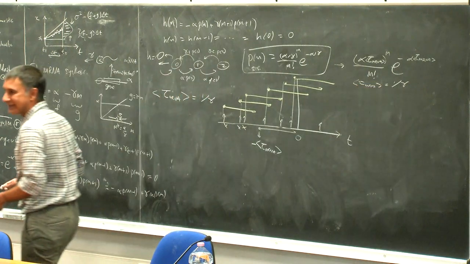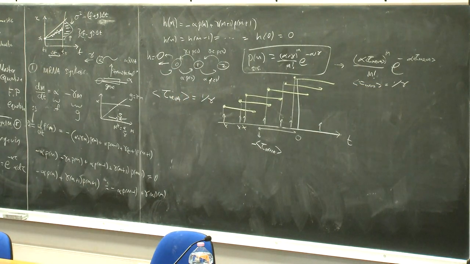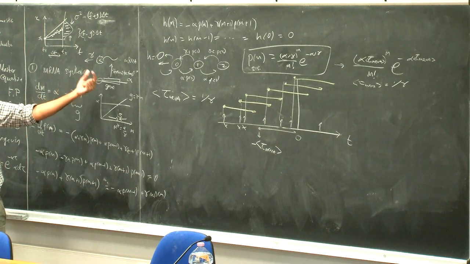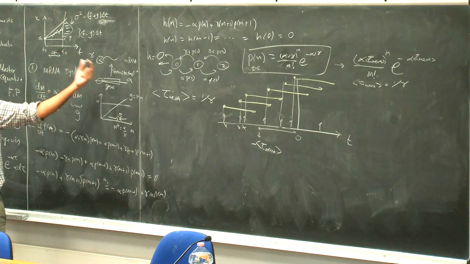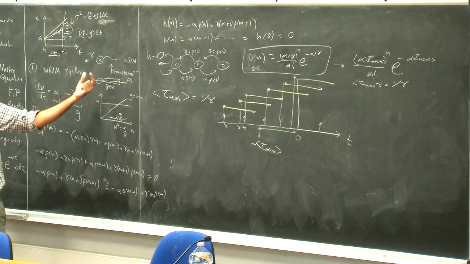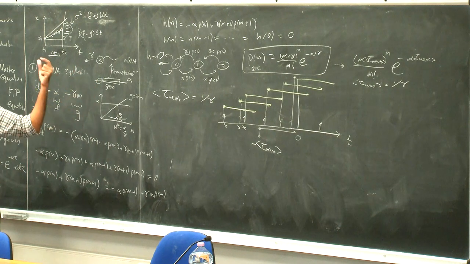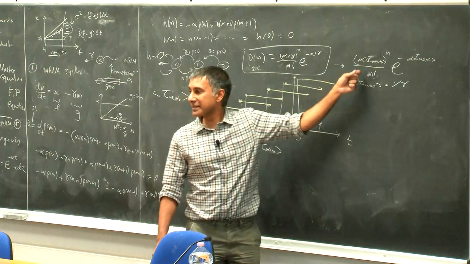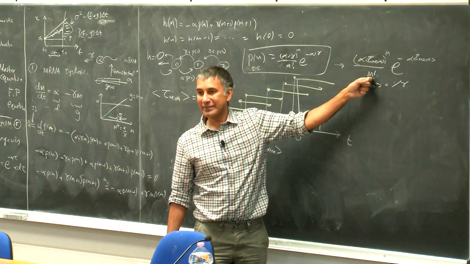Now it turns out, and this is really fascinating, that even if the mRNA lifetime is some arbitrarily complicated thing, as long as it has finite mean, it doesn't matter how complicated it is. It can even be changing with time. As long as it has finite mean, this equation is still valid, okay?